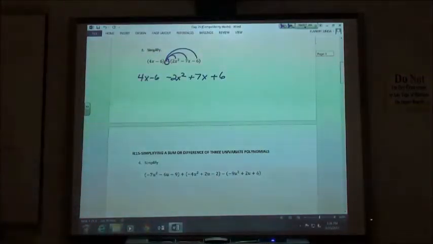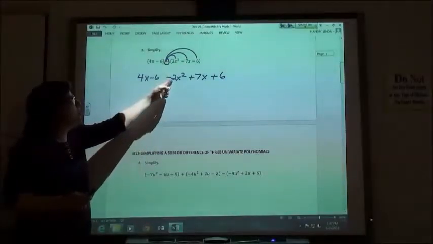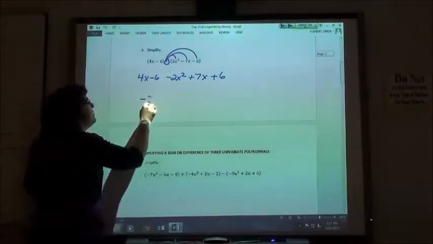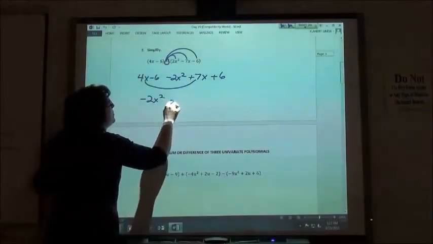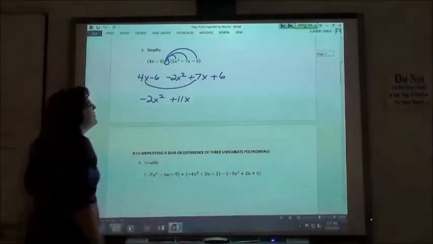Now I can go ahead and combine my like terms, starting with my x squared term. There's only one of them. It's a negative 2x squared. Then my x's, 4x plus 7x would be 11x, so plus 11x.